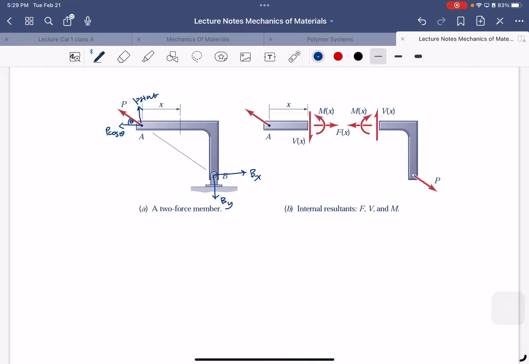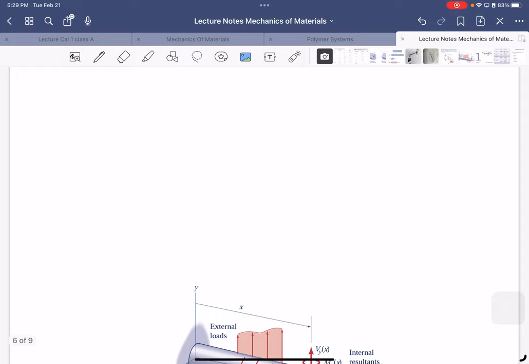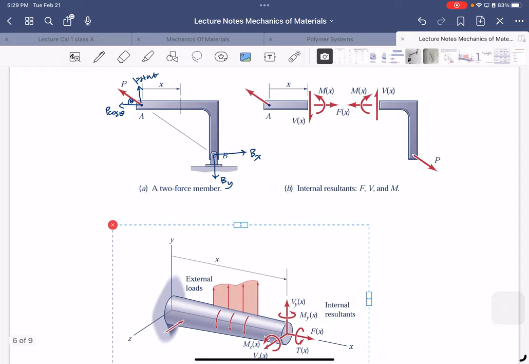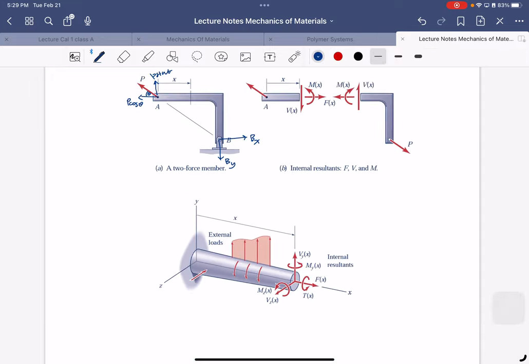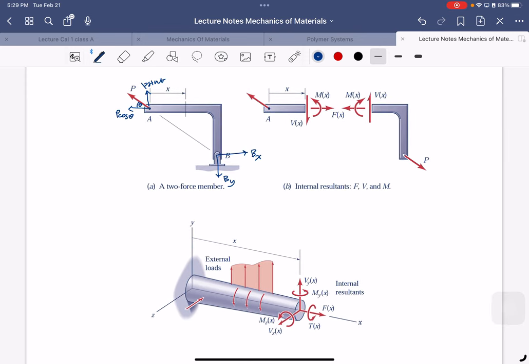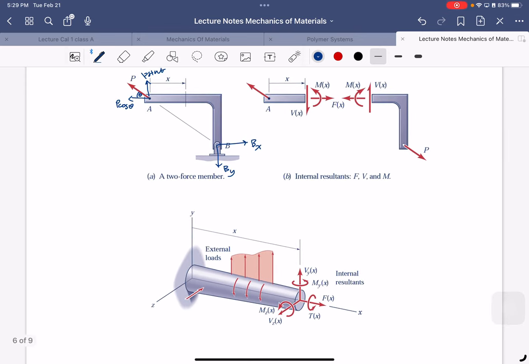The other picture that I would like to share with you is this. We have a cylinder here, and we have an external load here, and the resultants we will see from three different axes: the y-axis, the x-axis, and the z-axis. Y, x, and z.